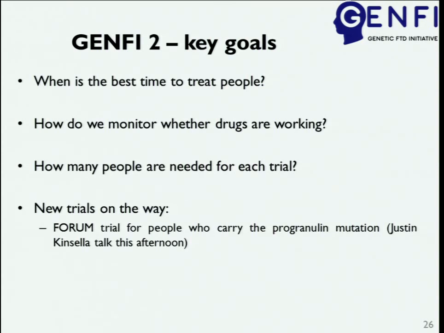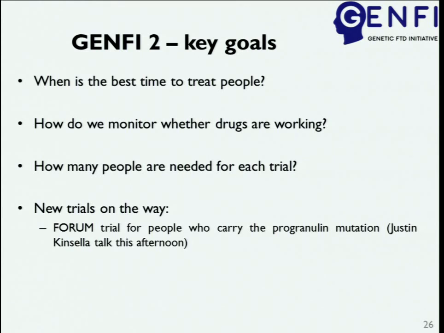The second question is, how do we monitor whether the drugs are working or not? So we need to know what's happening over time. How quickly is tau being deposited? On a tau PET scan, how quickly is that change happening? So that if I give a drug that stops tau from being deposited, how do I know whether that's working or not? We need to know a little bit more of what's changing over time.